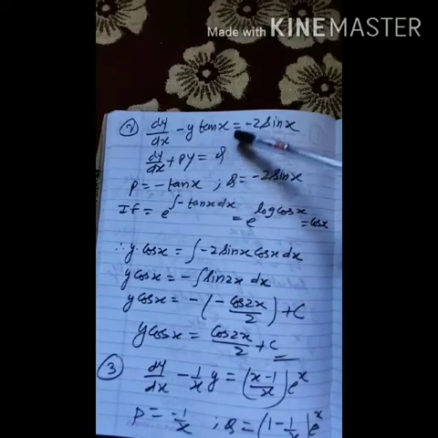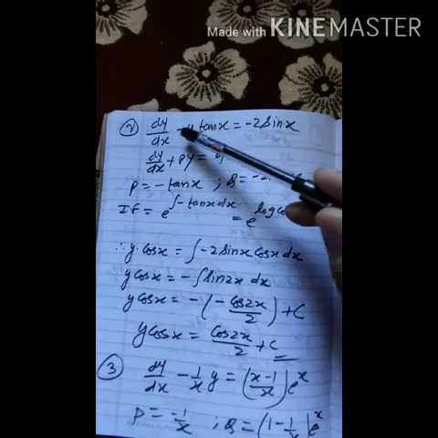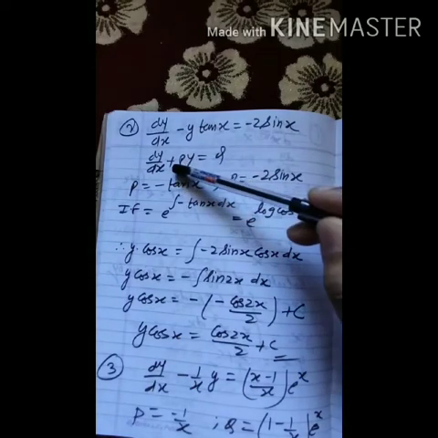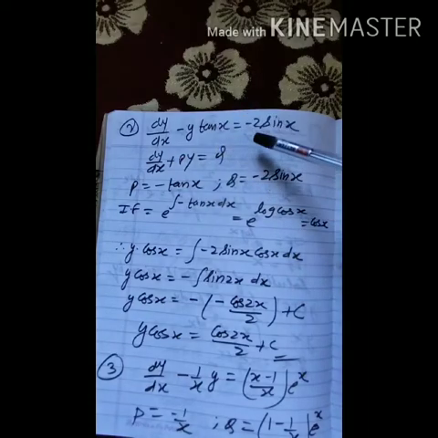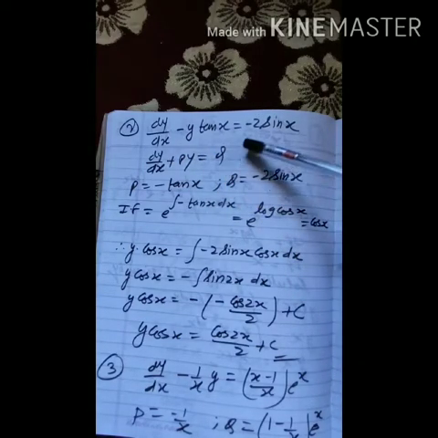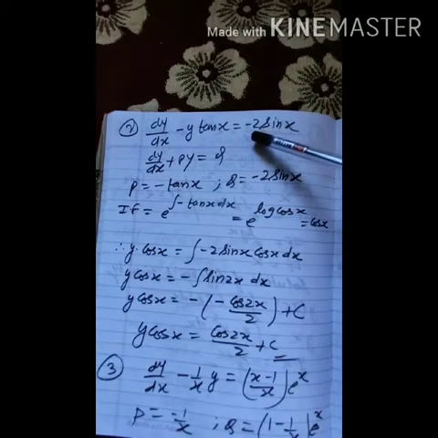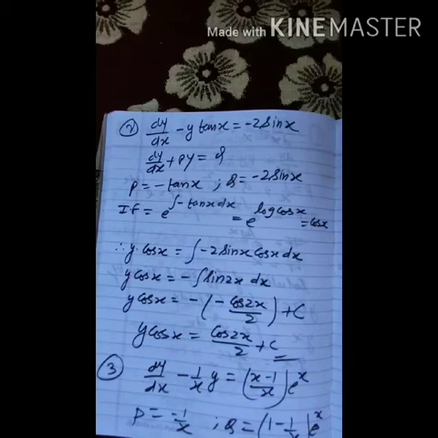If we compare these two equations, we find that the coefficient of y is minus tan x, and here the coefficient of y is p. So this shows that p equals minus tan x. And q is the quantity on the right side, and here the right side is minus 2 sin x. So q will be minus 2 sin x. In this way we get p and q.